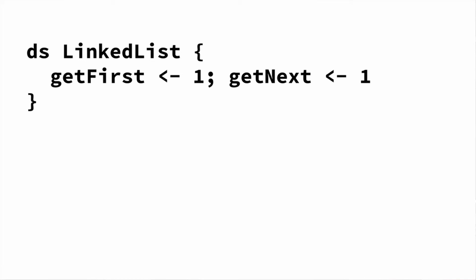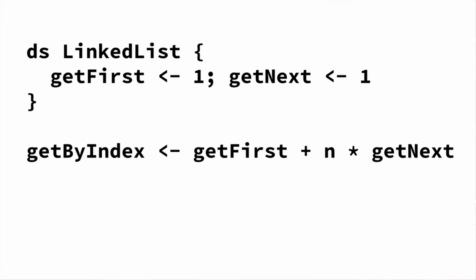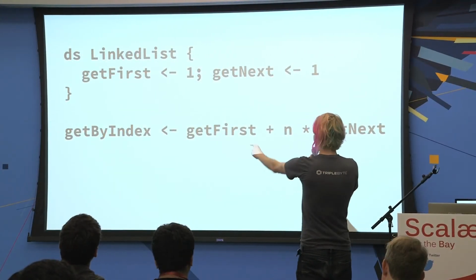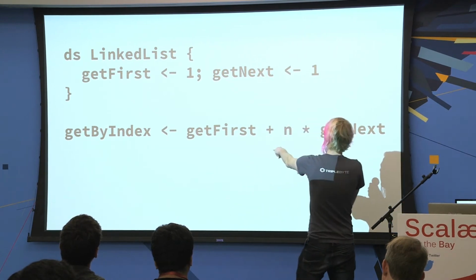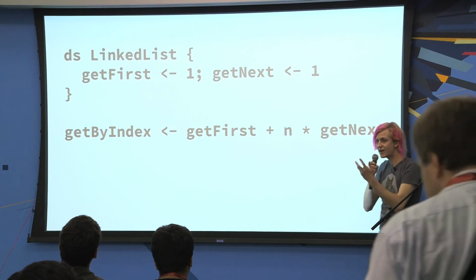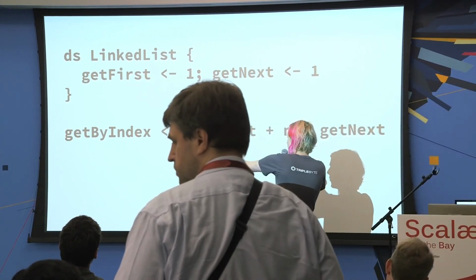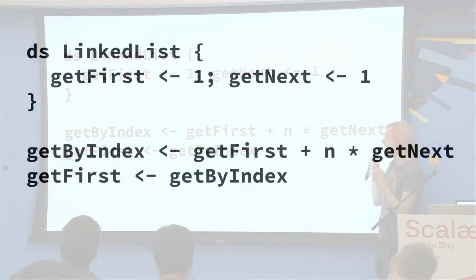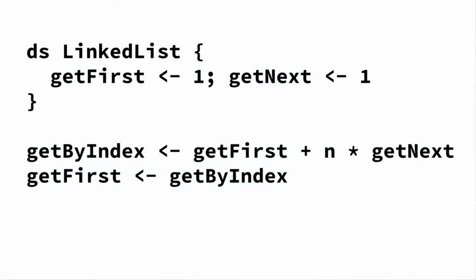Fantastic. We can also have implementations which do not live inside a data structure and are simply true facts about the relationships between implementations. So for instance, get by index can come from get first plus n times get next. Does that make sense to everyone? This is a very natural way of expressing how you implement get by index in a linked list. It also makes sense to have this method implementation around. So get first comes from get by index.